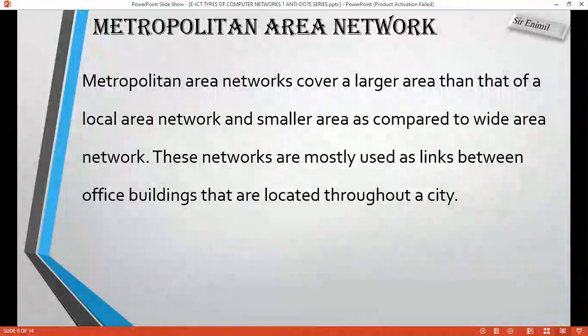So another type of network is the metropolitan area network. Now, a metropolitan area network covers a larger area than a local area network and a smaller area as compared to another type of network, the wide area network. So with a metropolitan area network, it covers a city or a town. They say with a local area network, it's within an office space.